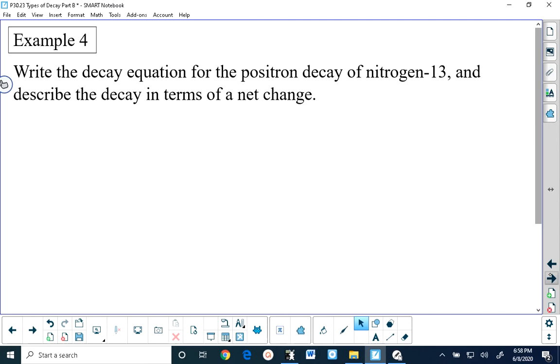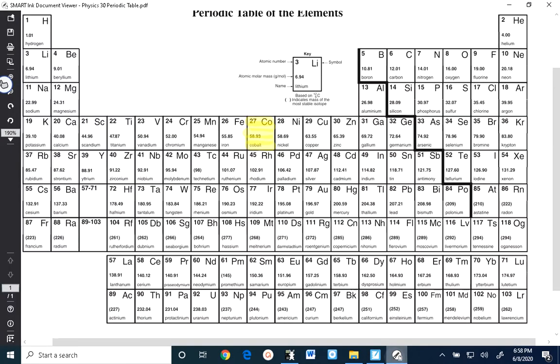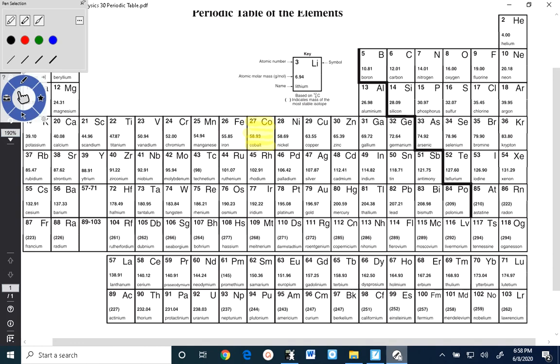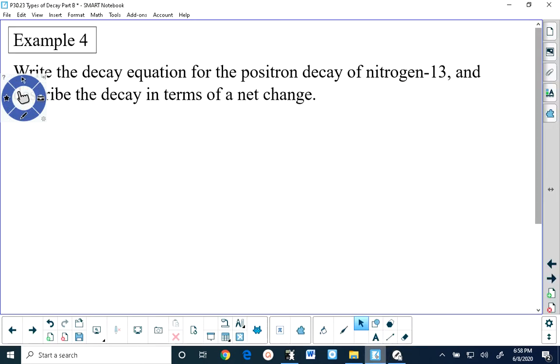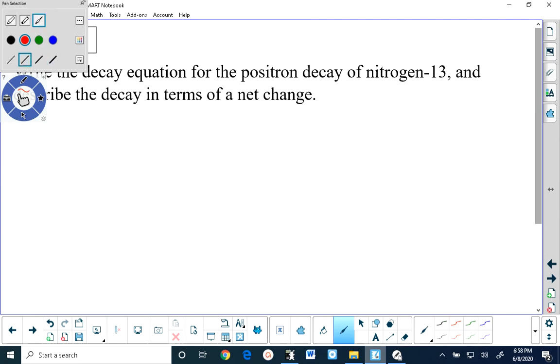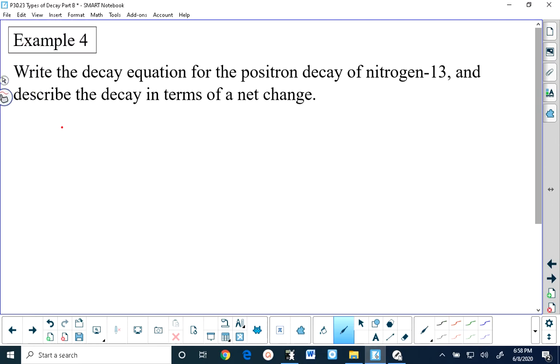So we have to start off by looking at what nitrogen is in terms of an atomic number. Nitrogen is number 7 on the periodic table. It's right here. So now that we know the atomic number of nitrogen, we can start writing the decay equation. It's nitrogen-13, and the particle that's emitted is this particle.